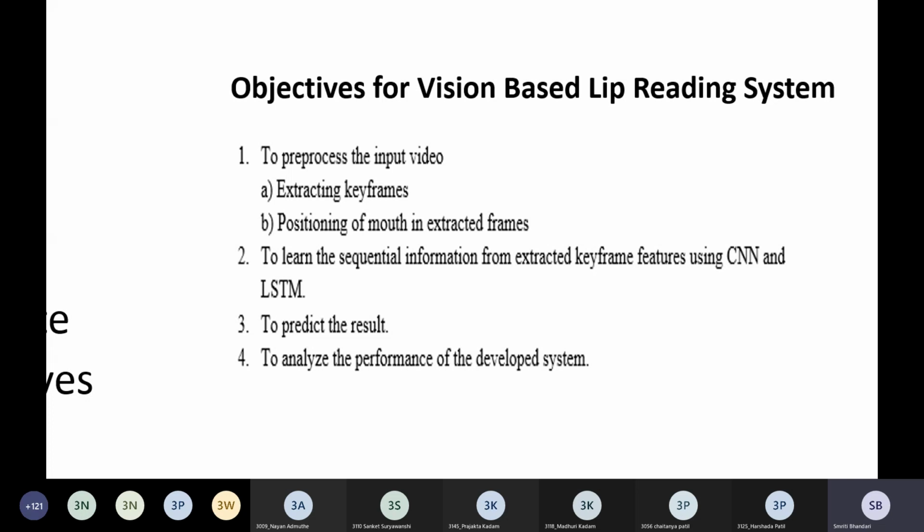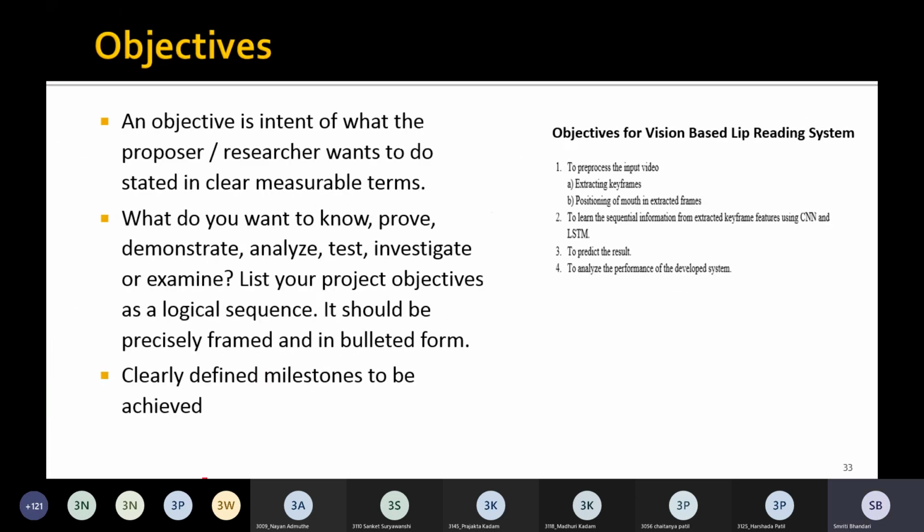So ultimately, the assessor or the examiner is also going to see whether you have achieved all your objectives. Right? So your project will be assessed afterwards based on the objectives. So writing the objectives is really very important. Okay. So I hope you must have understood. If you have any doubt, please let me know.